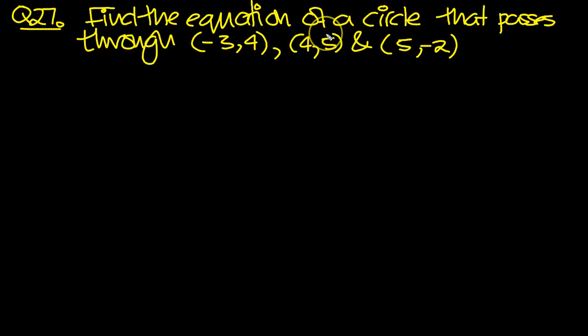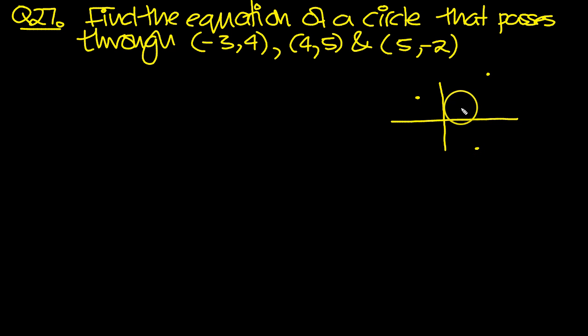Find the equation of a circle that passes through (-3, 4), (4, 5) and (5, -2). Let's do a little sketch over here just to mark them off on an axis. (-3, 4) would be up here. And then, what have we got? (4, 5) would be, say, here. And then (5, -2) would be here.